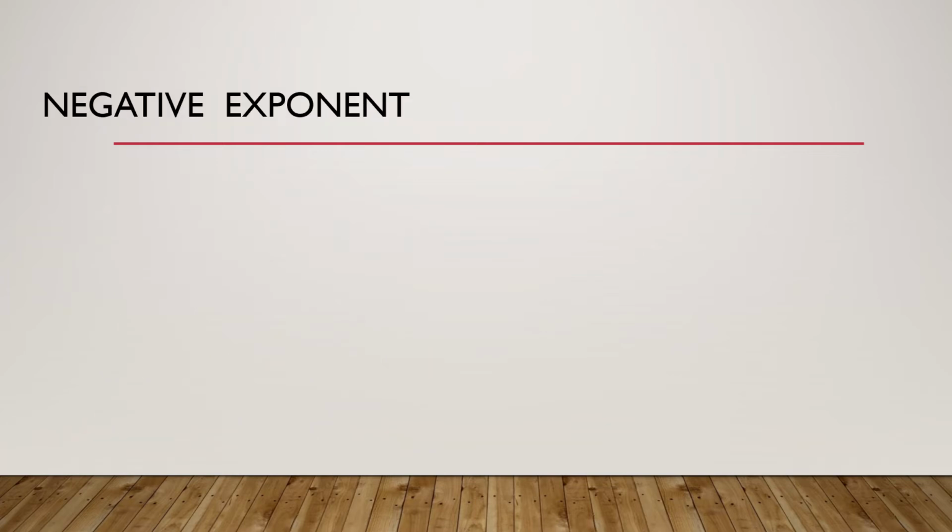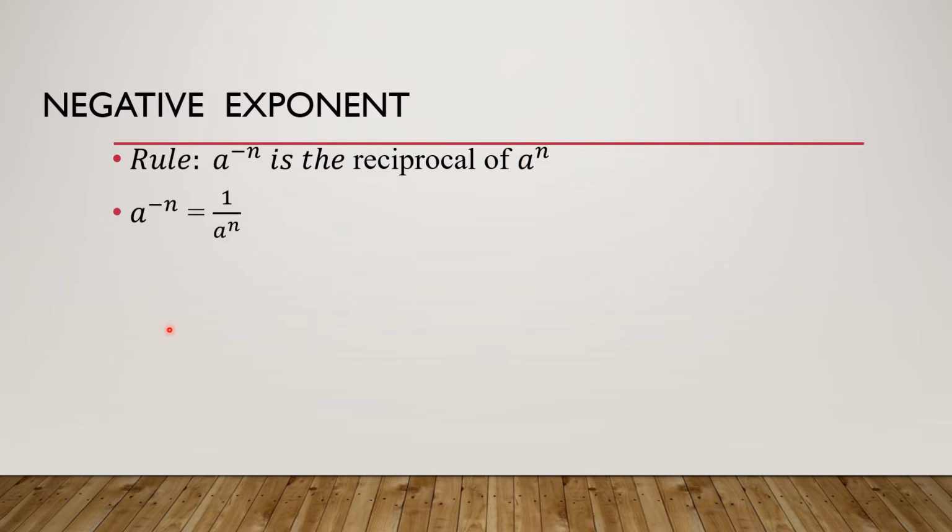Let us have negative exponent. This is the rule. A raised to negative n is the reciprocal of A raised to n. Meaning, A raised to negative n is equal to 1 over A raised to n. Again, the reciprocal of A raised to n is 1 over A raised to n. How about this one? 1 over a raised to negative n is equal to a raised to n.